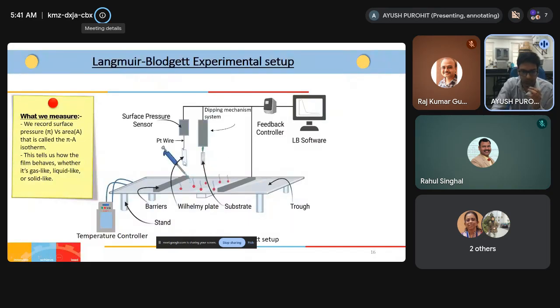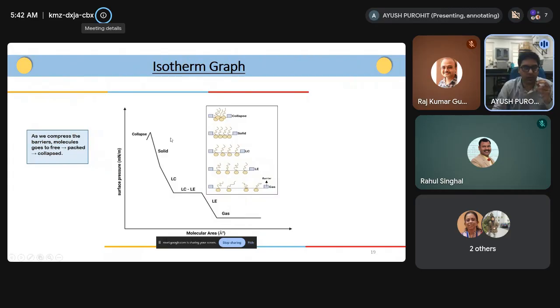In this barrier compression, we observe this graph, which tells about the behavior of the monolayer at the air-water interface. When the barriers are in the expanded form, this shows the gaseous phase. When we compress the barrier, it will show the liquid expanded phase, and then on further compression, the liquid condensed phase, and then solid. And after more compression, it will show the collapse phase. Collapse phase means the molecules are not in the monolayer state. After the collapse region, it shows 3D aggregation of the molecules.